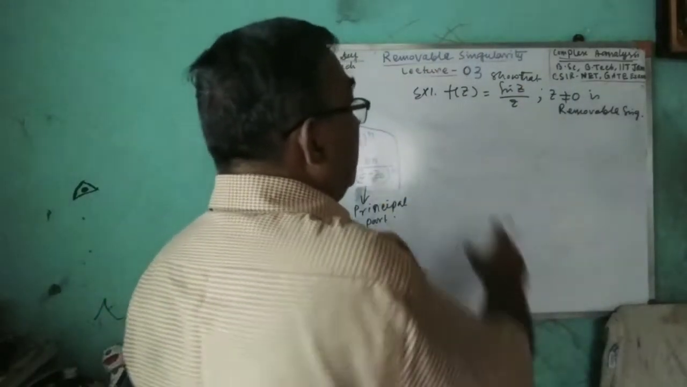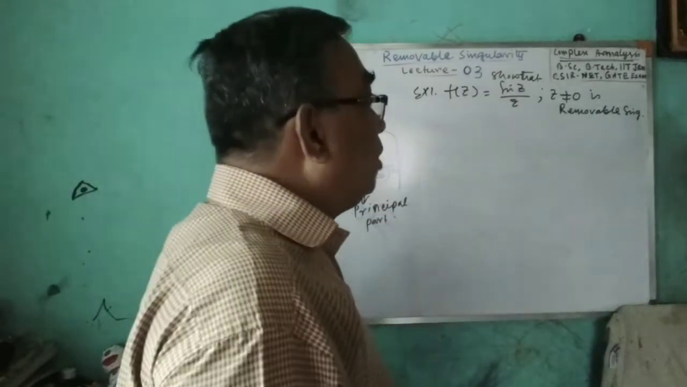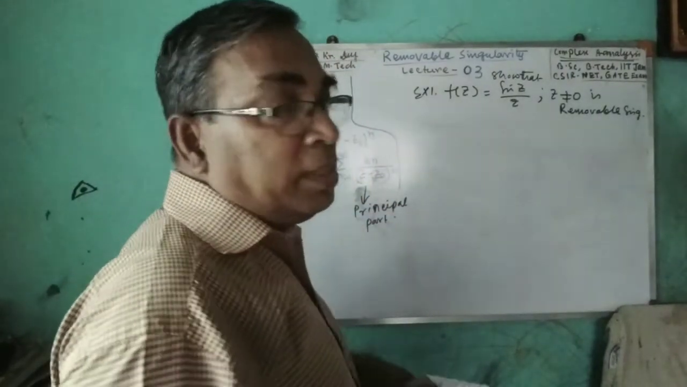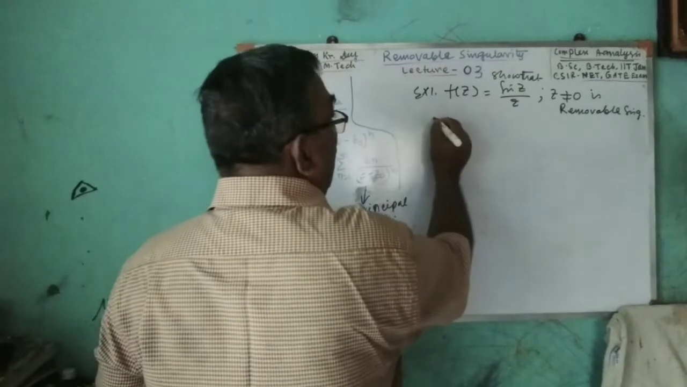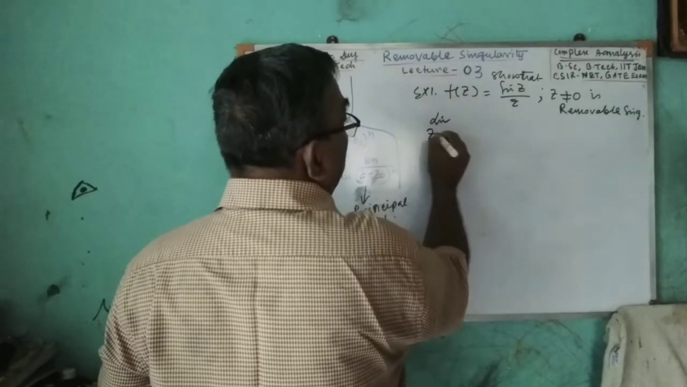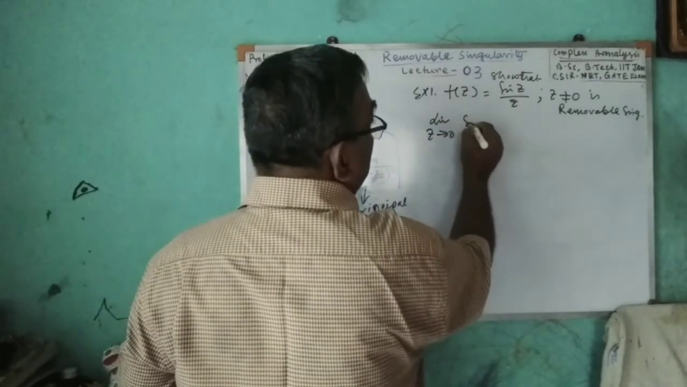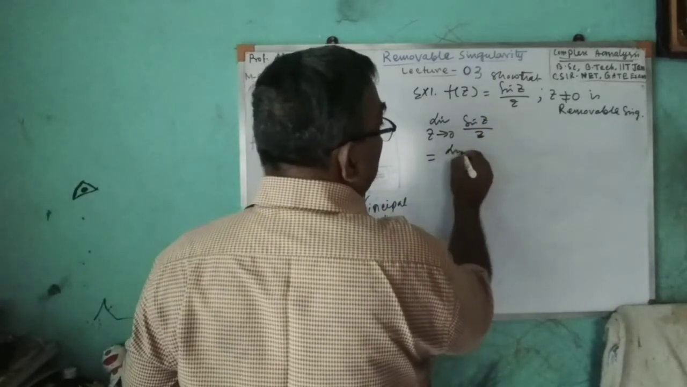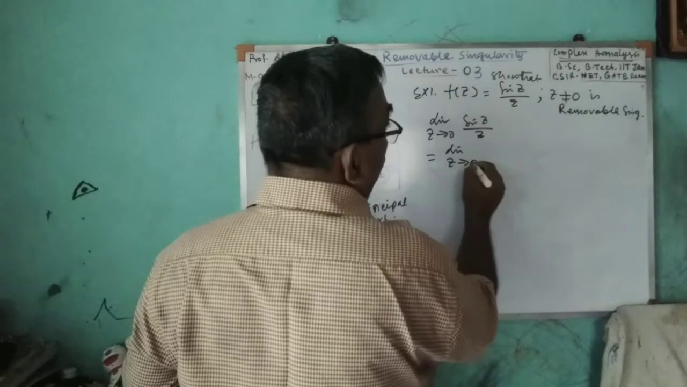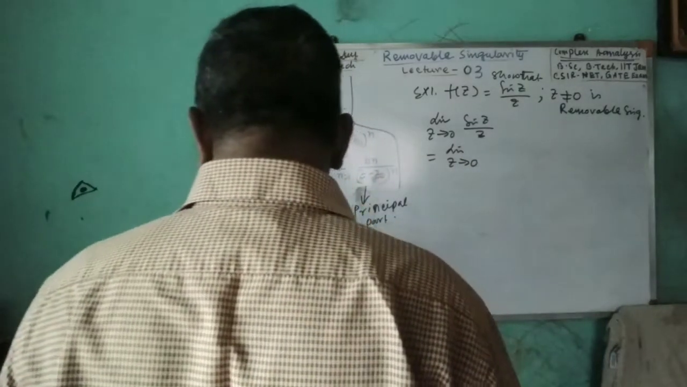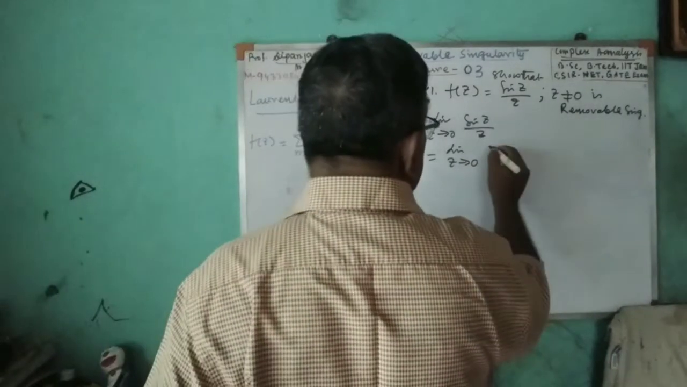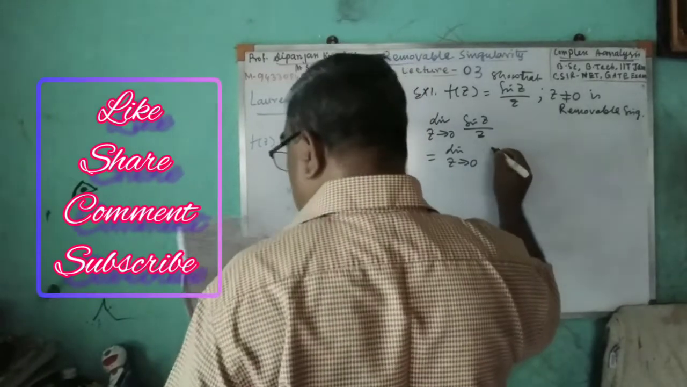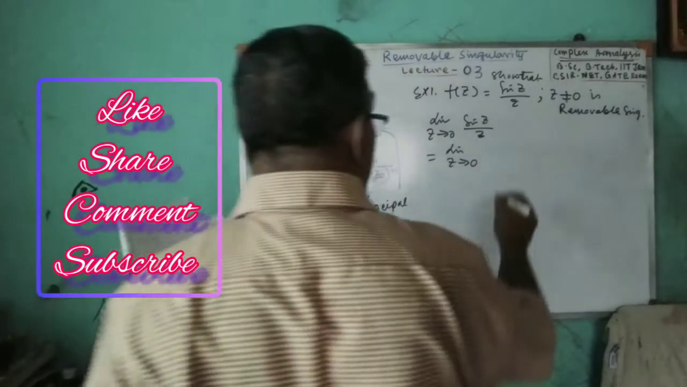So f(z) = sin z by z, z not equal to 0, is a removable singularity. Now I am finding the limit as z tends to 0 of sin z by z. This is 0 by 0 form.